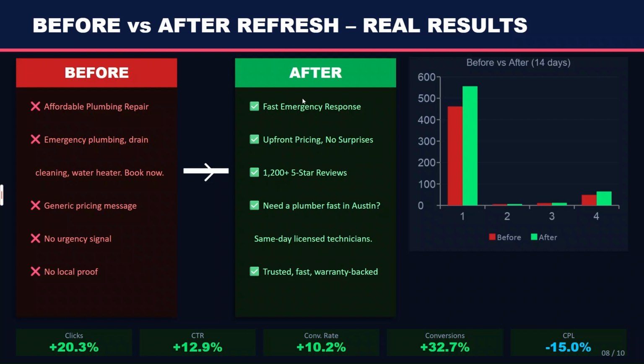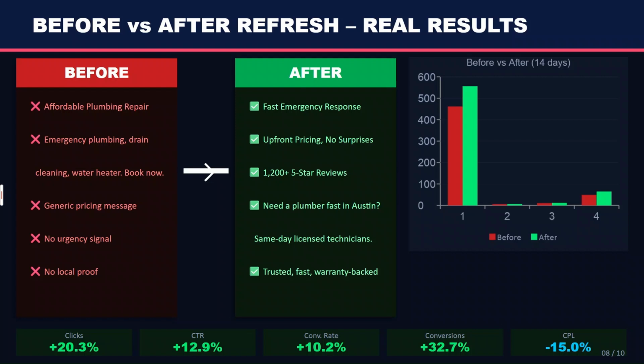After the changes, the refresh, we replaced it with "fast emergency response." We added "upfront pricing, no surprises." We put in "1,200 5-star reviews," and the description becomes "need a plumber fast in Austin? Get same-day service from licensed local technicians." So clear, local, fast, and trustworthy.